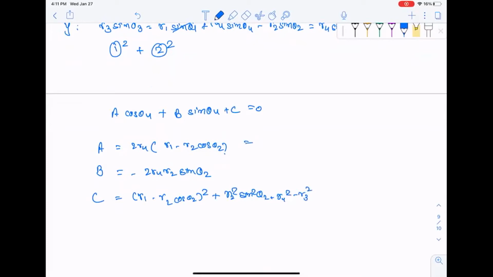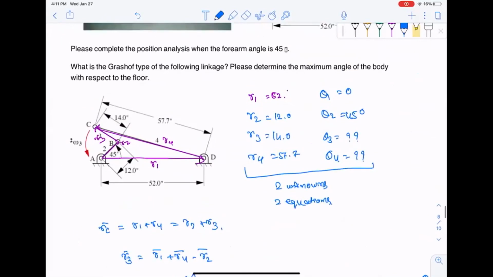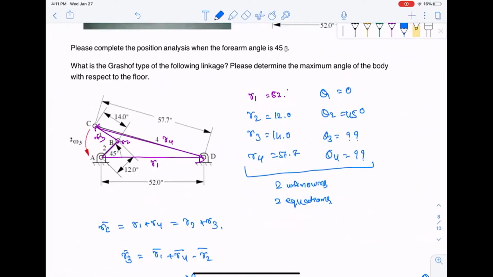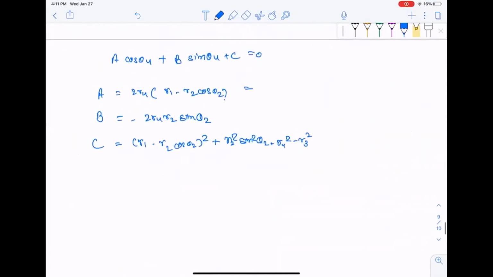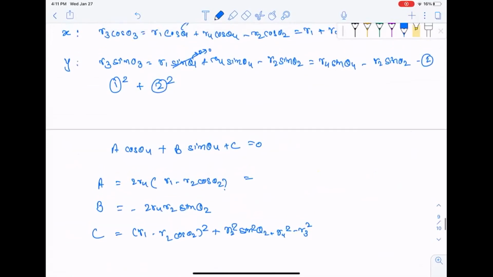If I evaluate, you can find the parameters from here: r1, r2, r3, r4, theta 1 and theta 2. So these are the 6 parameters that we already know. If you substitute the values of those parameters over here, A will be this, B will be minus 979.2, and C will be 5098.8.